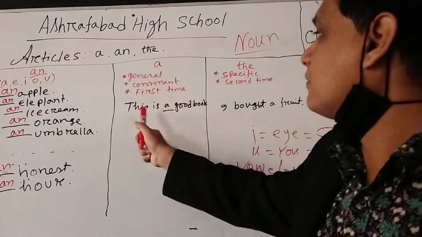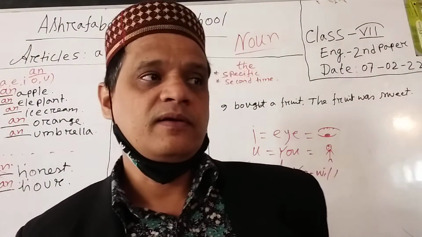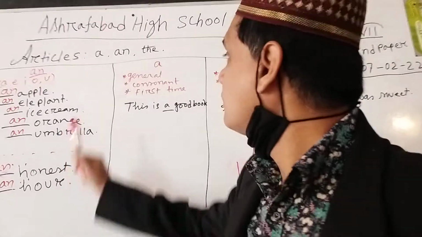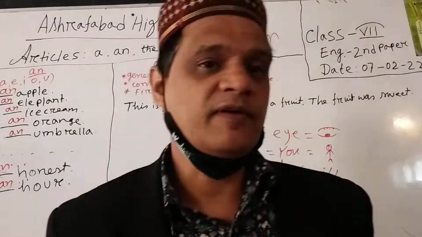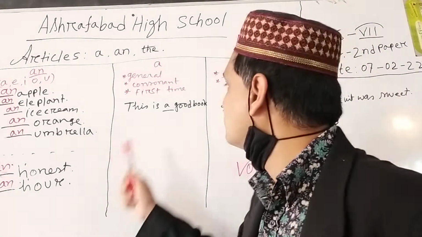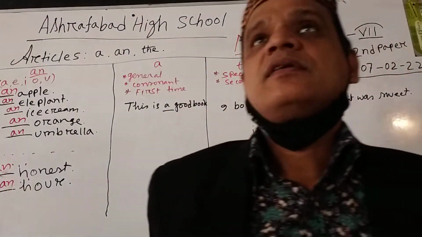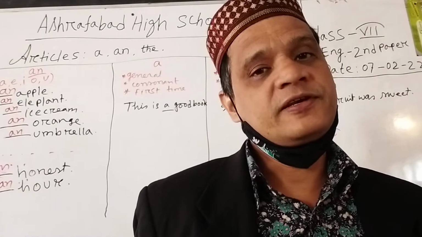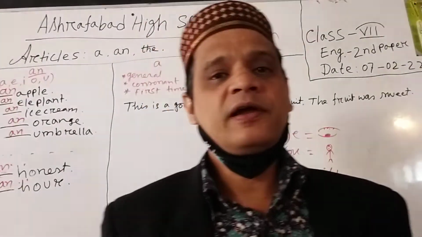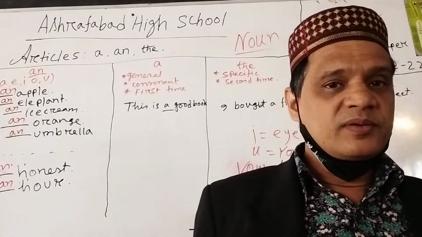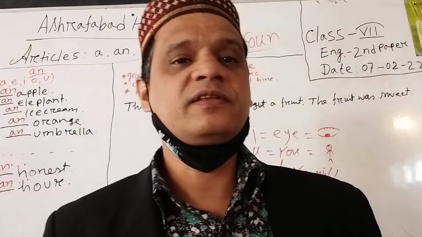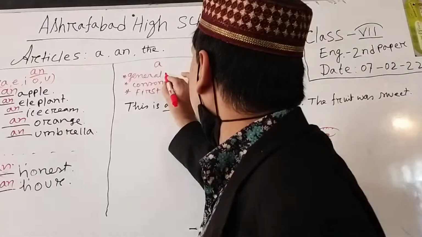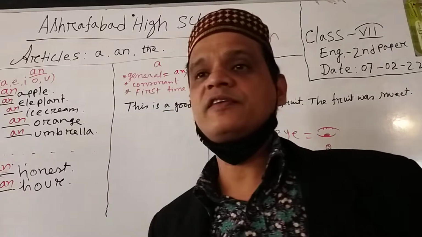The article A is used in general. When we think about something in general, we use the article A. A is the first letter of the alphabet. In general means we think about, like, a book, a sheep, a sandwich, but we cannot imagine a definite or specific thing. Any of the books would do. General means anything.